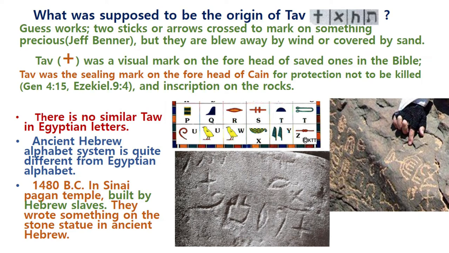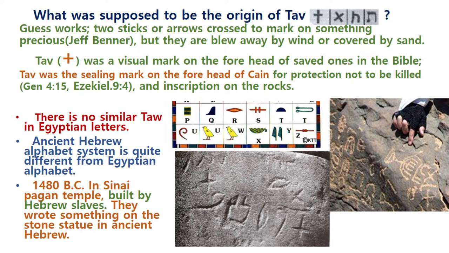Okay, repeat with us. What could be the origin of Tav? Yes, this is the letter, a cross mark, an X mark, and then there's a standing stone. The third picture is an Aramaic letter, and the right one, the last one, is the modern Hebrew Tav. The ancient Hebrew on the left side is a cross mark and X marks. What was supposed to be the origin of Tav?